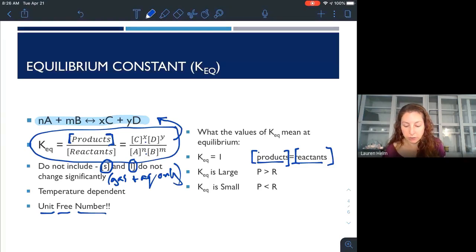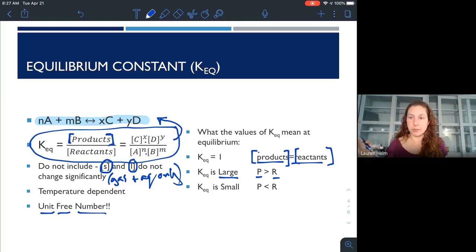If you get a very large value for your equilibrium constant, something greater than 1, that tells you that you have more products than you have reactants. So we're favoring the products, or in other words, the concentration of products is greater, or the equilibrium is favoring the making of products.